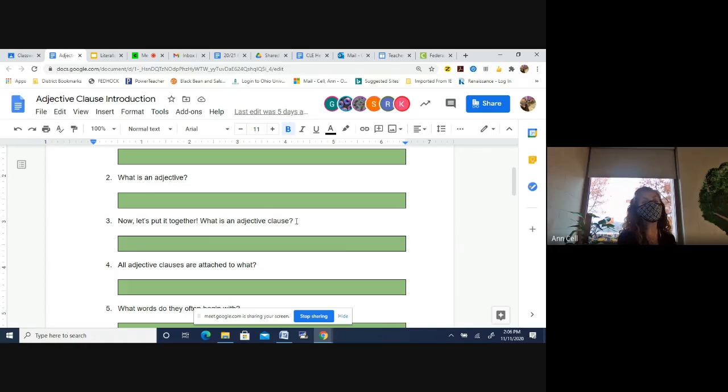Does somebody want to tell us what an adjective clause is? Tell me what it is, Chase. Okay, stop for a second. Let's go up to the very first sentence. Read me the very first sentence.